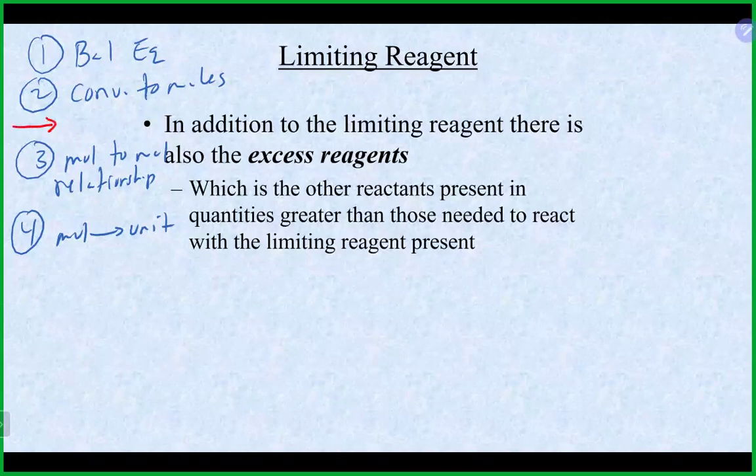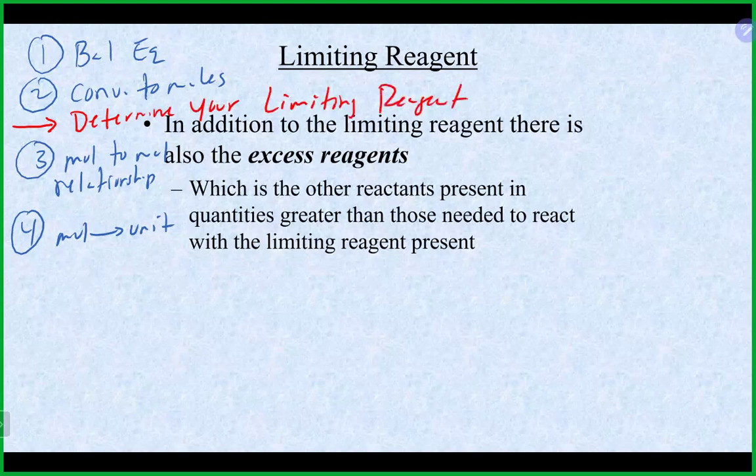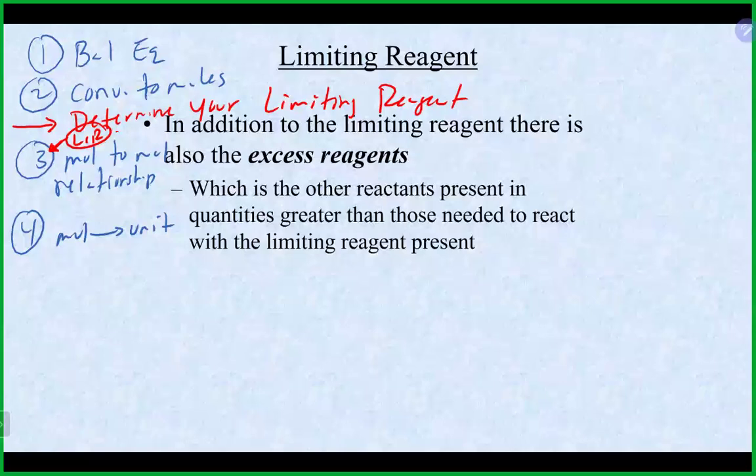You need to determine your limiting reagent. We'll talk about how you do that in just a second. And once you do that, you should always use your limiting reagent for the rest of the steps. So we basically are just going to follow the same steps that we did for basic problems. We're just going to insert a little calculation in the middle there to figure out which one's the limiting reagent. And at that point, you can just continue on with your calculation.